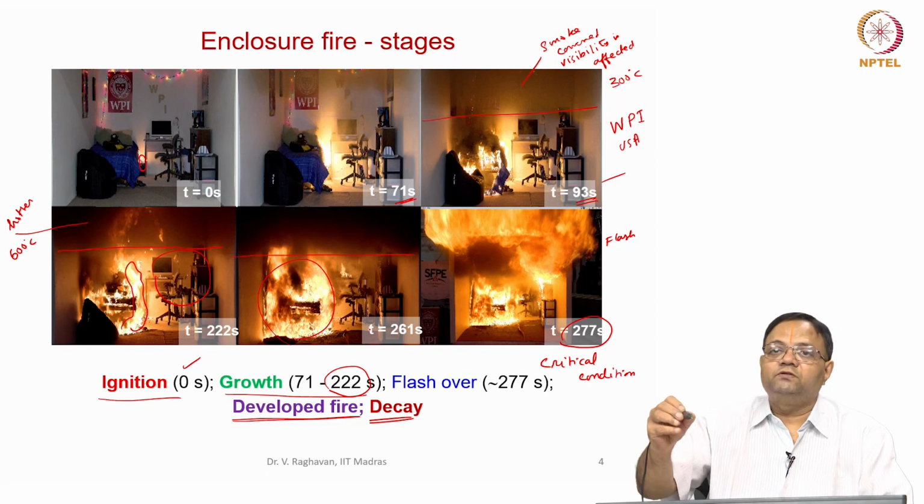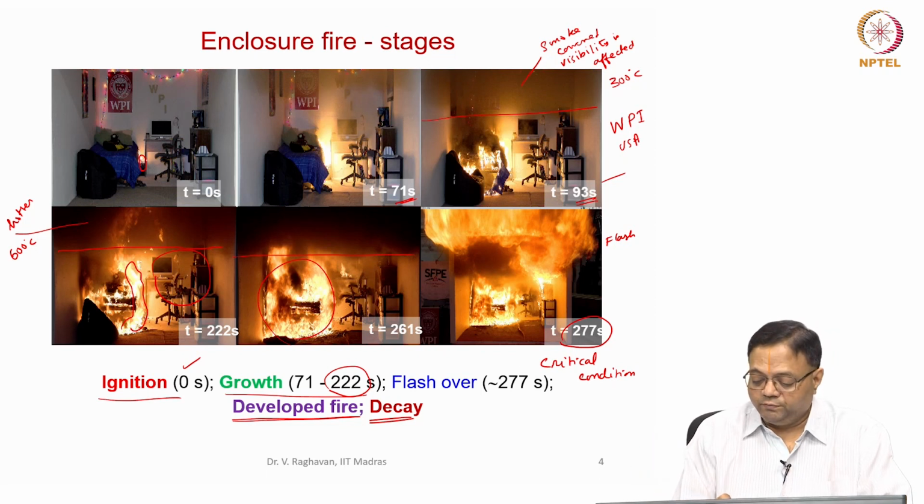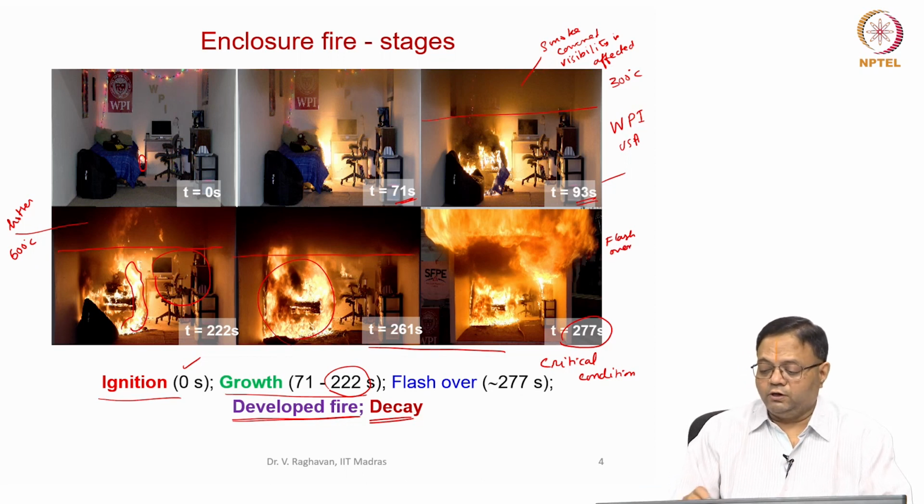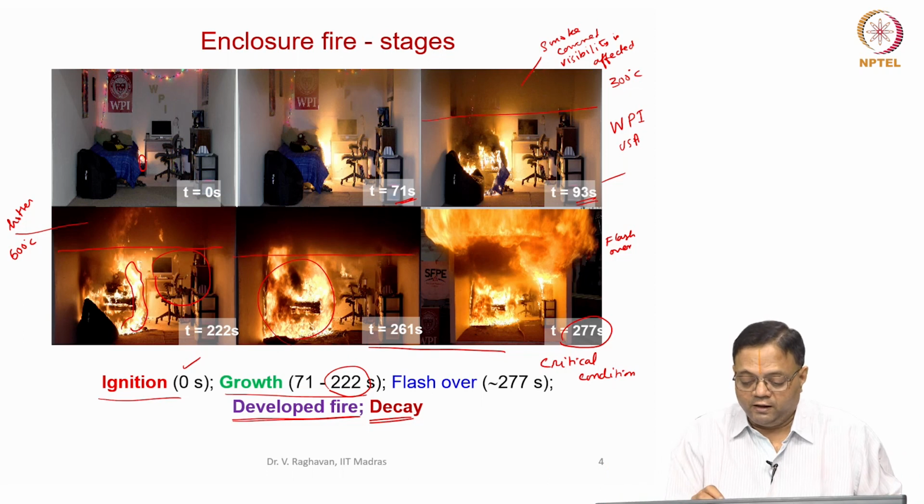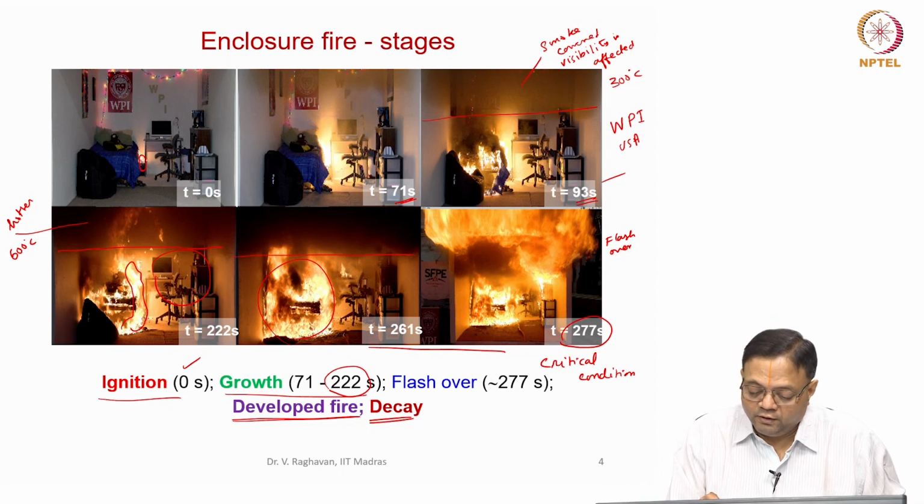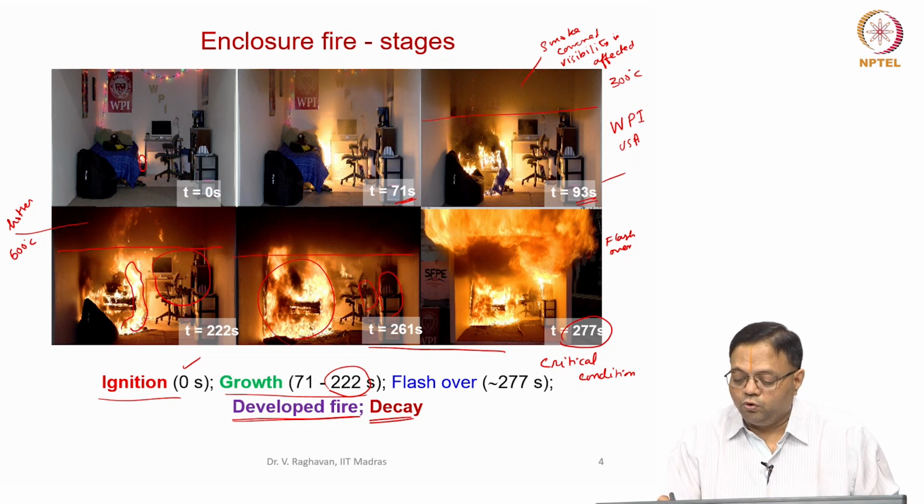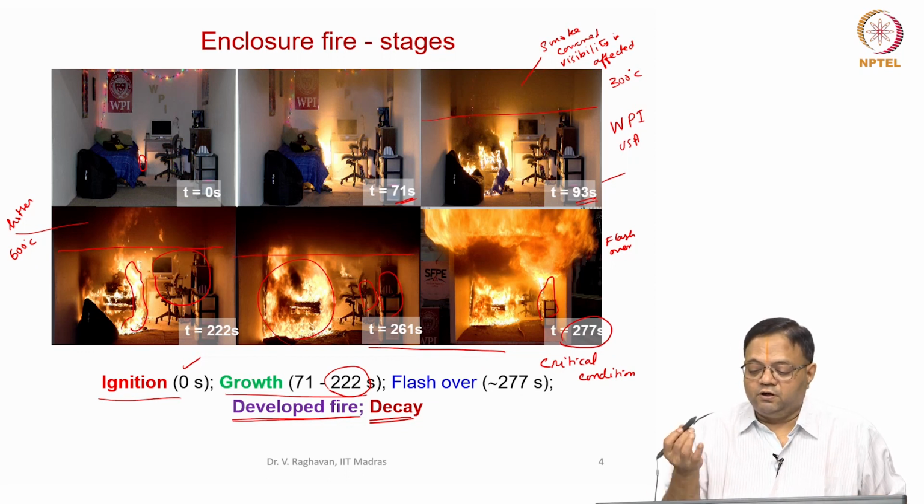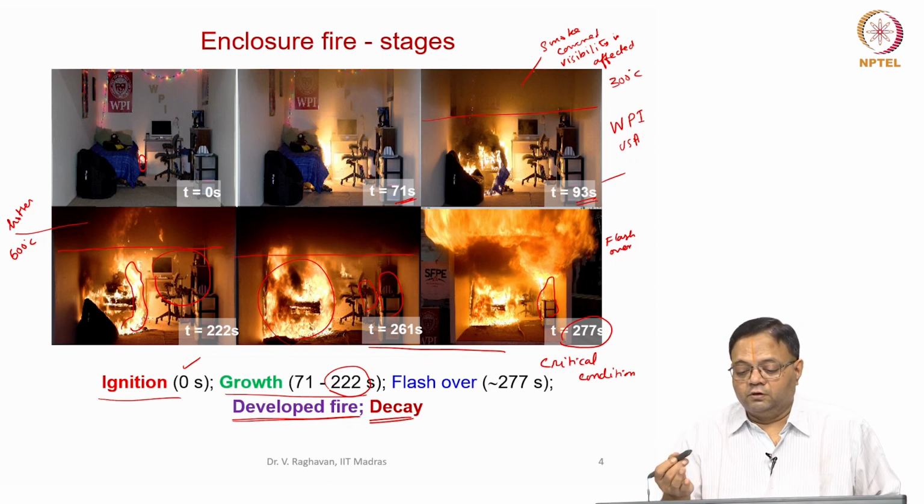A steep increase in the heat release rate occurs from this time to this time, and a fully developed fire occurs. This is called flashover, where you can see that all the commodities now burn. Here at 261 seconds, these commodities are not even ignited, but you can see at 277 seconds, these are also under flame. Everything is burning, and the intensity of the burn is very high.